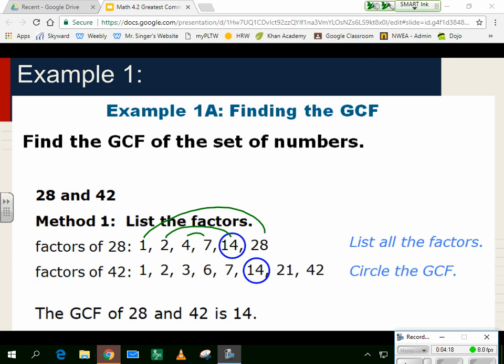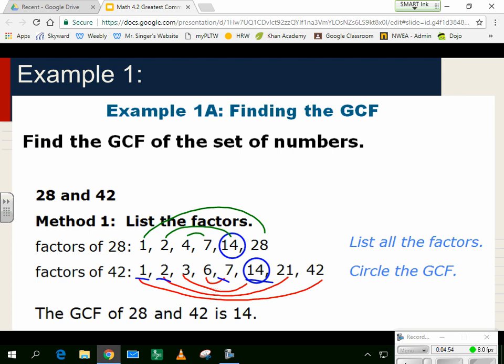For 42, you do the same kind of thing with a rainbow. 1 and 42, 2 and 21, 3 and 14, 6 and 7. Now you're getting near the middle. There's nothing else that goes into 42. So then the last thing you do is you start to look for all the common factors of these 2 numbers. They both share a 1, they both share a 2, they both share a 7, and then they both share a 14. There's your winner, winner, chicken dinner. The largest number there becomes the greatest common factor. So I have this down as an example.